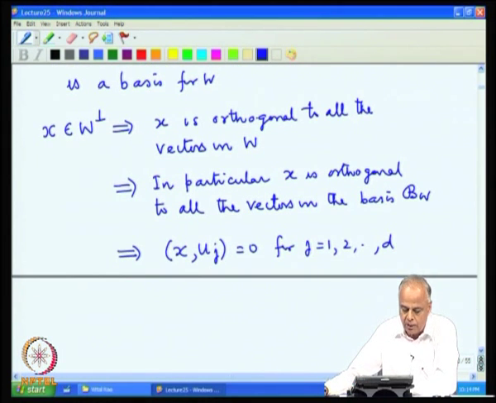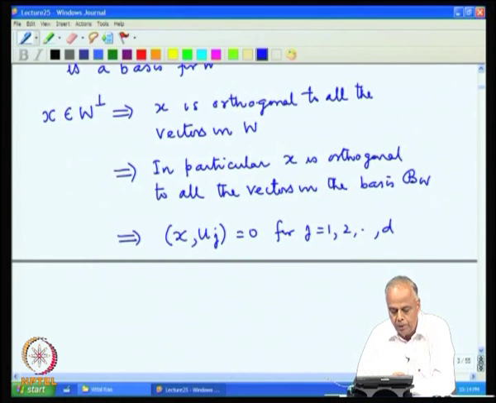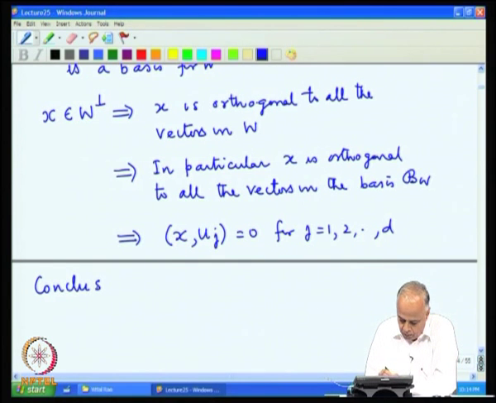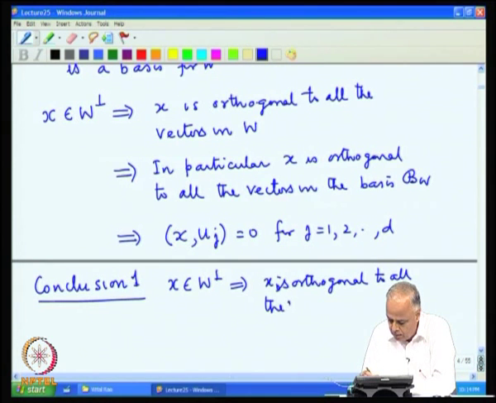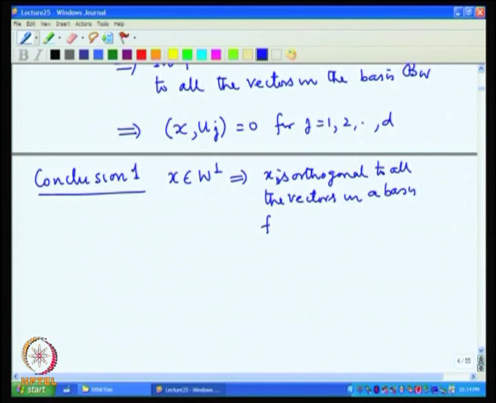What this means is that if a vector is in W perp, it must be orthogonal to every one of the basis vectors. Let us sum it up, call it conclusion 1: x belongs to W perp implies x is orthogonal to all the vectors in a basis for W.